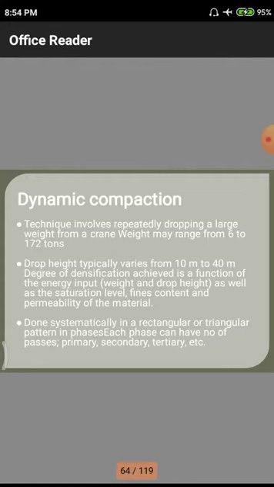Next, this method is done systematically in a rectangular or triangular pattern, in phases, and each phase can have a number of passes: primary, secondary and tertiary. First of all, we need to understand the total length of the area.